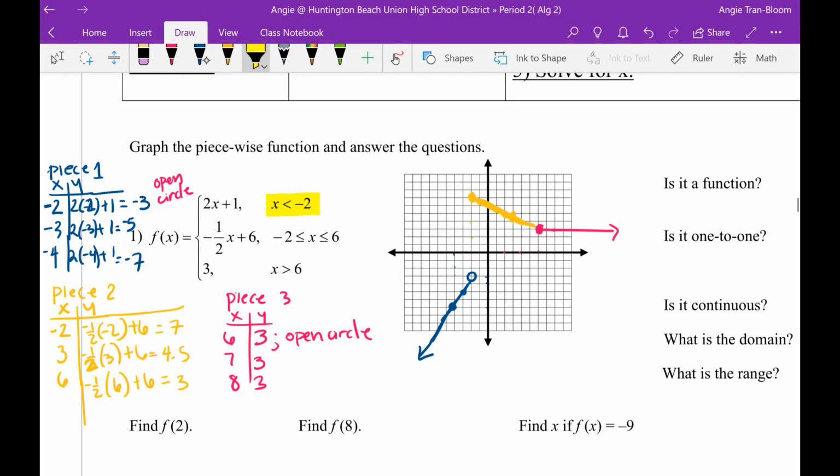Anyone else that took notes that still did not get piece 1, piece 2, piece 3? Now we're going to answer all of these components over here. The first component says, is this a function? Now go back and read your definition of functions. What is the definition of a function?